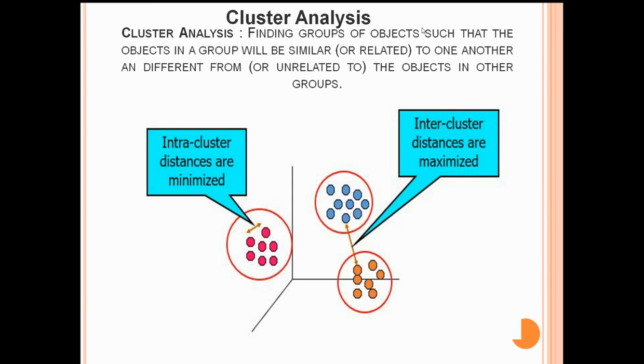That means one term which is called inter cluster and intra cluster. It is saying that finding groups of objects such that the objects in the group will be similar or related to one another and different from or unrelated to the objects in another group. That means that is your cluster analysis. Talking regarding this picture, it is representing the inter-cluster and intra-cluster. Intra-cluster means you're having a minimum distance within the cluster itself.